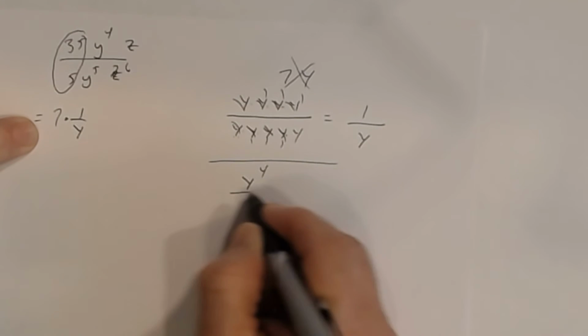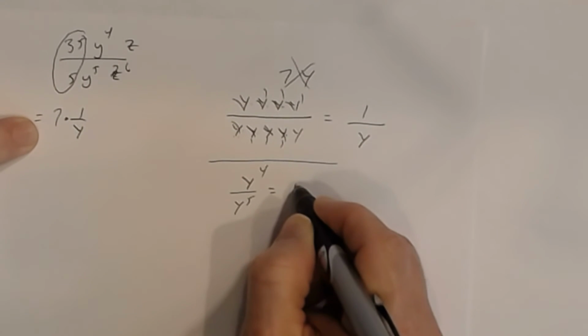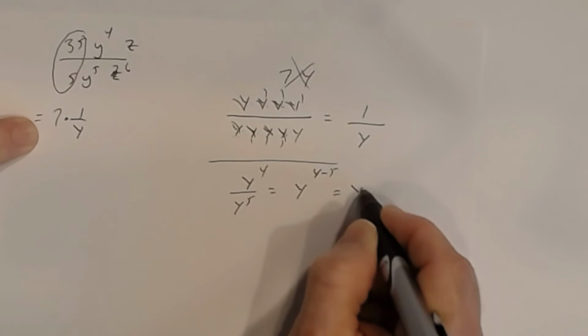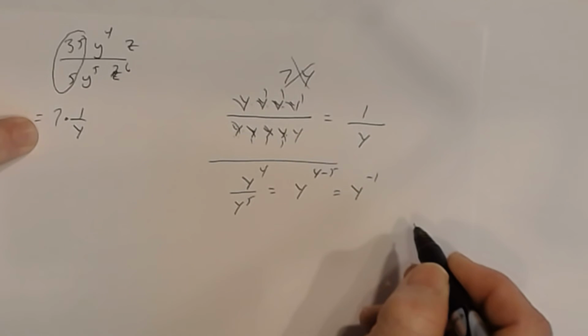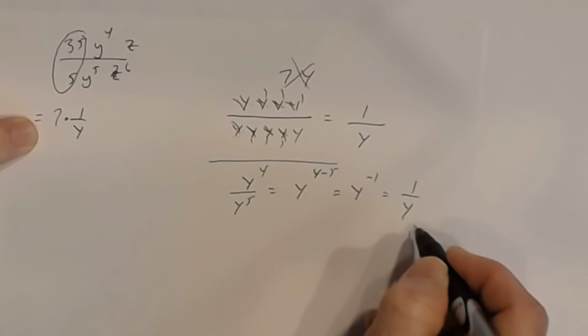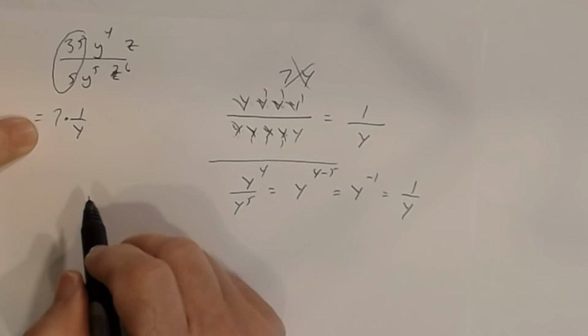And the other point of view, remember, is this. Y to the fourth divided by y to the fifth. Divide like bases, subtract exponents. That's y to the 4 minus 5. 4 minus 5 is a negative 1. You don't want negative exponents. So this becomes 1 divided by y. Y to negative 1 is 1 divided by y. And that's what you see here.